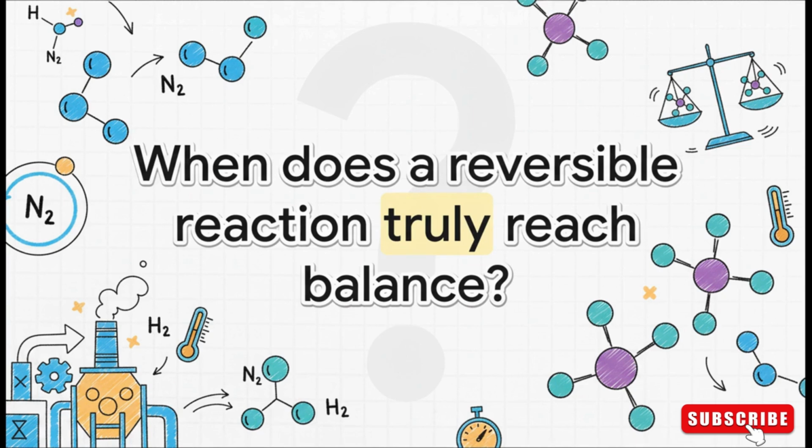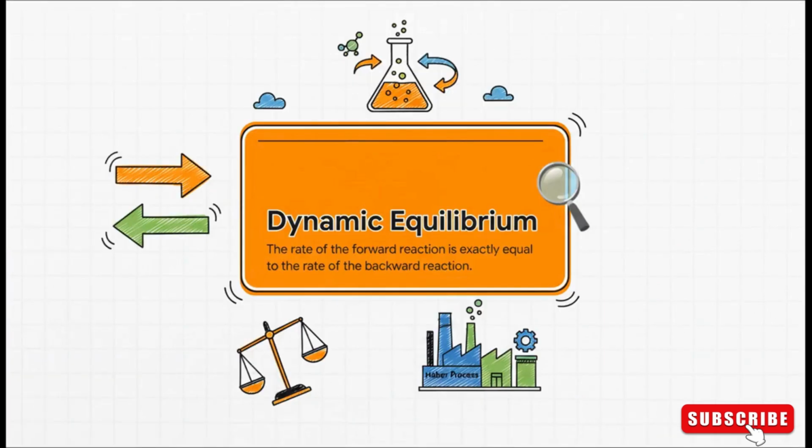Is it just when you have the same amount of stuff on both sides? Well, not quite. Here's the secret. It has nothing to do with the amounts being equal. It's all about the speed, the rate of the reactions. We hit dynamic equilibrium at that perfect moment when the forward reaction, reactants becoming products, is happening at the exact same speed as the backward reaction. It's a state of perfect, continuous motion.